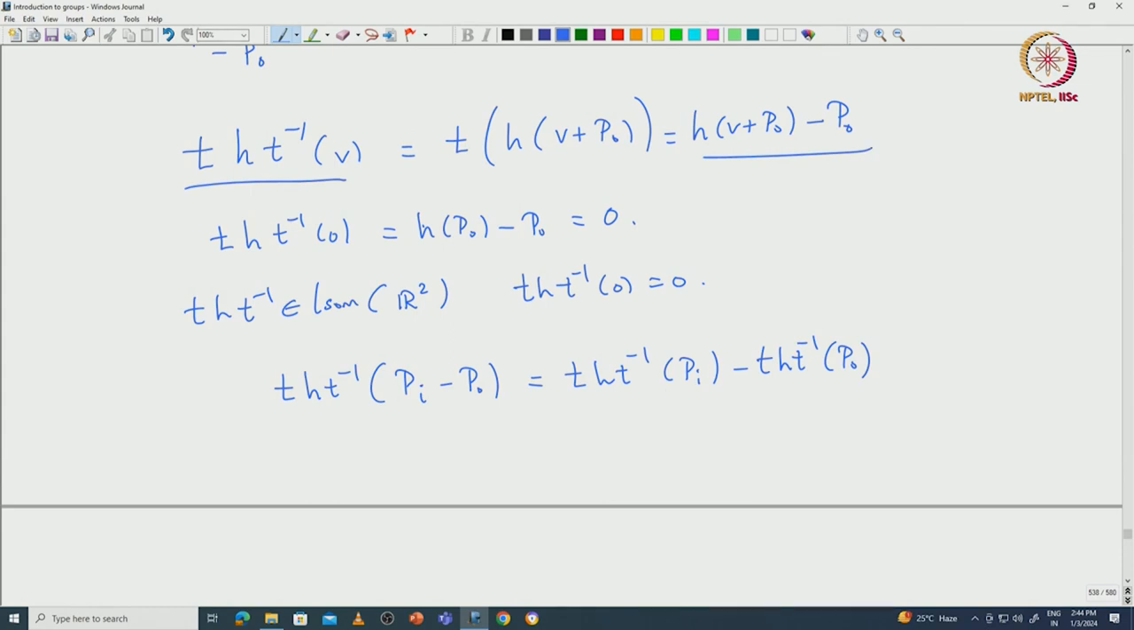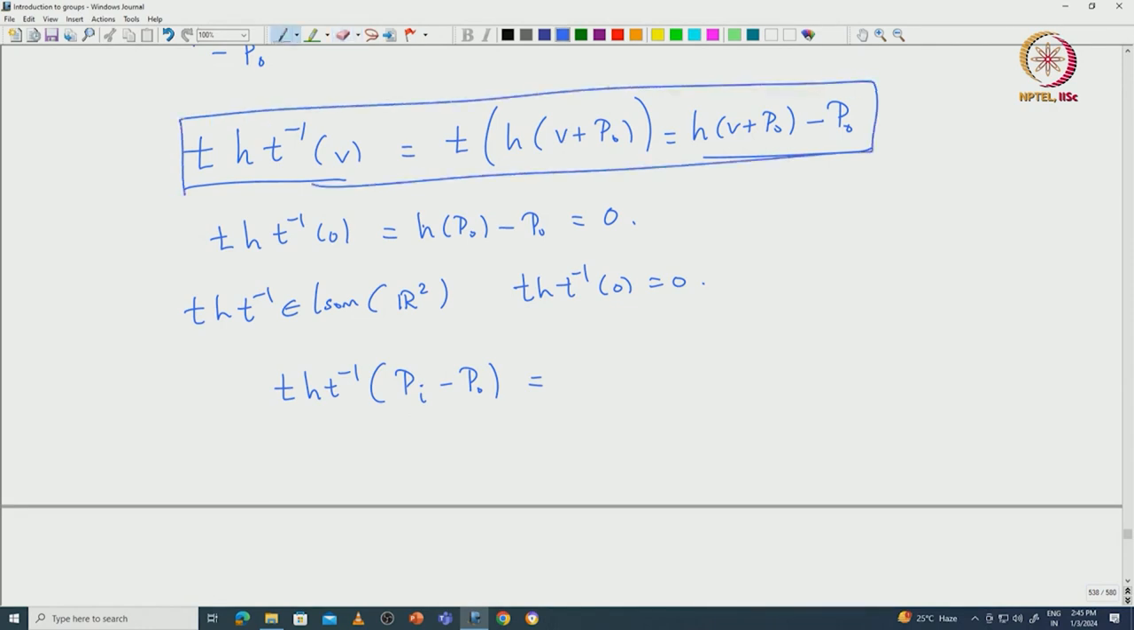So we are trying to compute this T H T inverse. Maybe we want to compute it on P 1 minus P naught and P 2 minus P naught. So let's just compute and see. Okay, maybe we don't need to subtract them. We already have the formula for this entire thing, so we just substitute there.